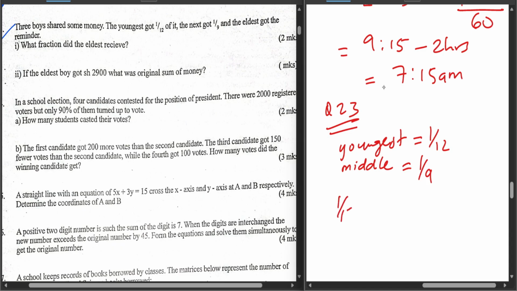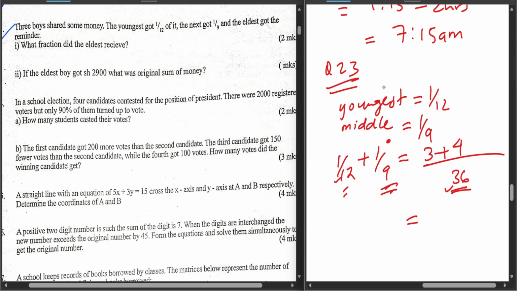So you take first 1/12 plus 1/9. Obviously, the LCM of 12 and 9 is supposed to be, is it 24? No, it's 36, because 9 times 4 gives you 36, and 12 times 3 gives you 36. So 36 divided by 12 gives you 3, so this is 3 times 1, 3. 36 divided by 9 is 4, 4 times 1 is 4. Basically, you take this, divide by this, then multiply to this. So you're going to get 3 plus 4 to be 7/36.